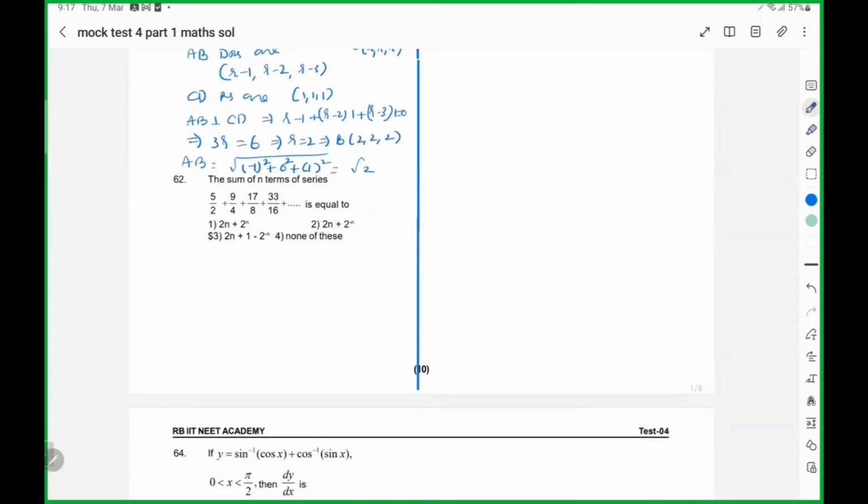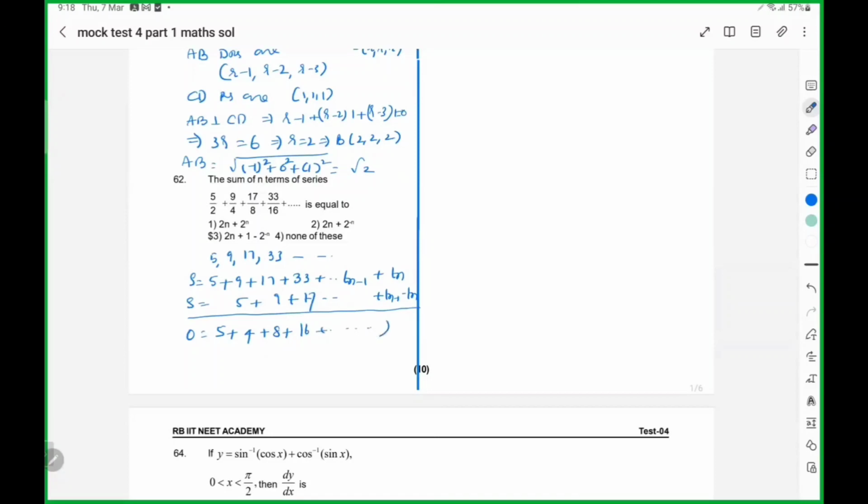Here, let us consider the numerator terms 5, 9, 17, 33. To find the nth term of this, I will assume the sum of all the terms as 5 + 9 + so on up to Tn minus 1 plus Tn. The same I will write shifted, 5, 9, so on, Tn minus 1, minus Tn. So subtract one from the other. Here 4, 8, 16 like this, minus Tn.